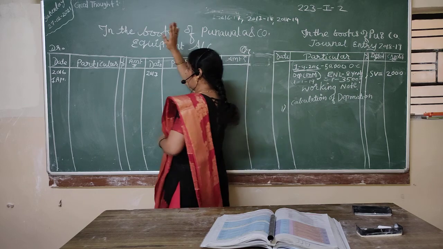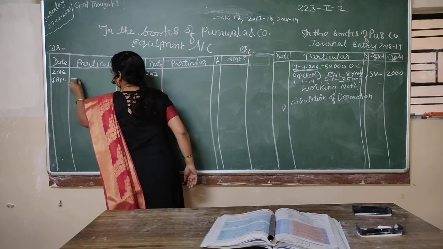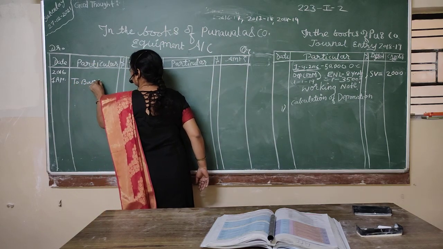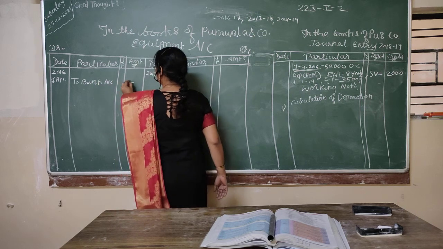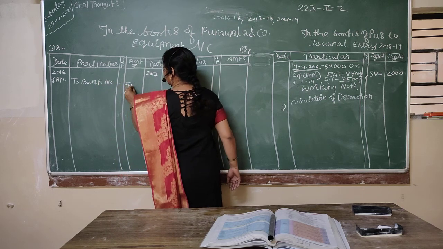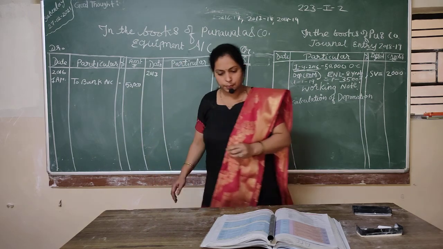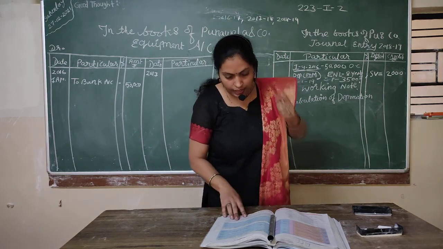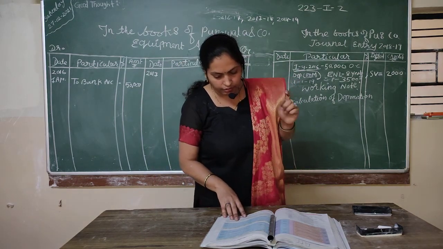So on the equipment account debit side, we will write to bank account, that is amount 50,000 rupees, and no other entry is given for the first year.